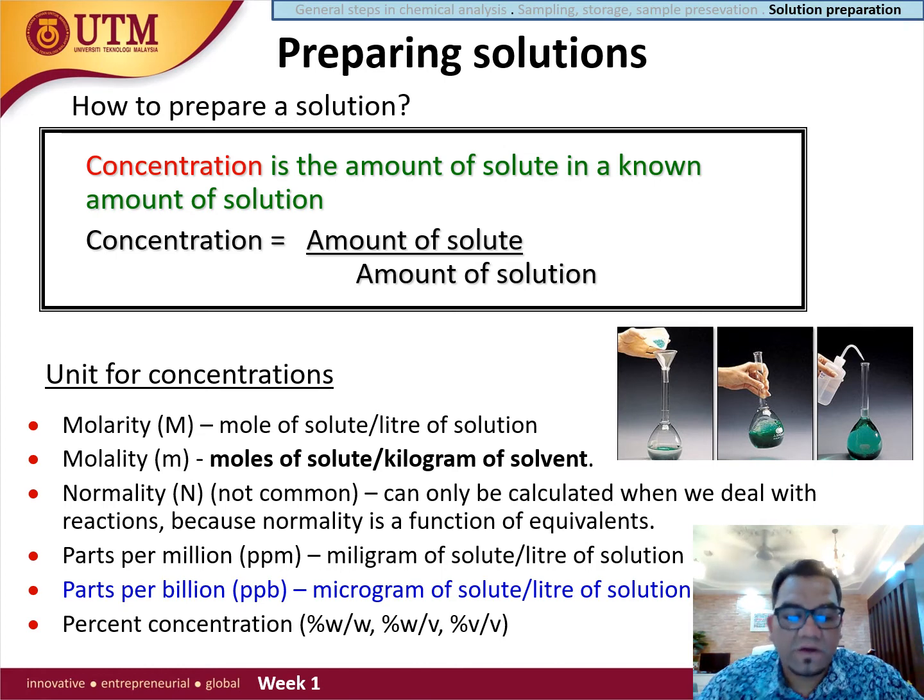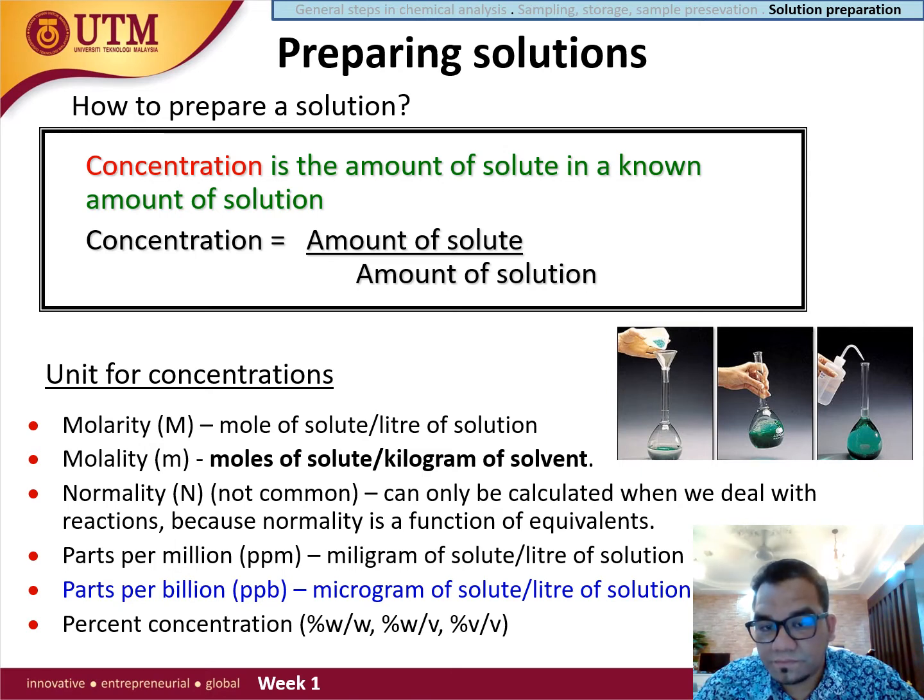And then we have concentration in terms of a percentage. We call it percent concentration. For the first one, for example, we have percentage of weight by weight. We call it weight by weight because it is the weight of solute divided by the weight of solution. And then we have percent of weight by volume, and then we have percentage of volume by volume.